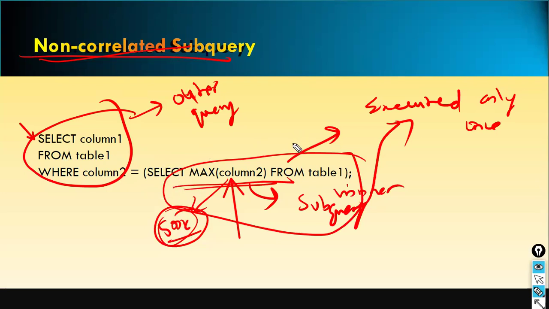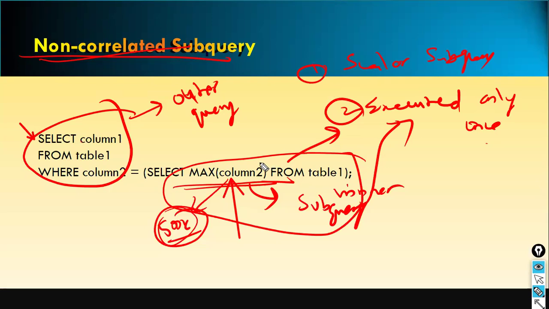So what do you need to remember when it comes to the non-correlated subquery? It is called a scalar subquery, and it is executed only once. This result will be used by your outer query. Since this query is executed only once, the non-correlated subqueries are more efficient.